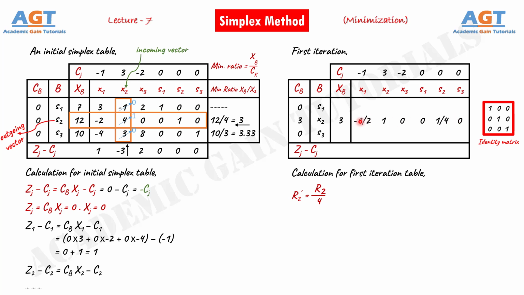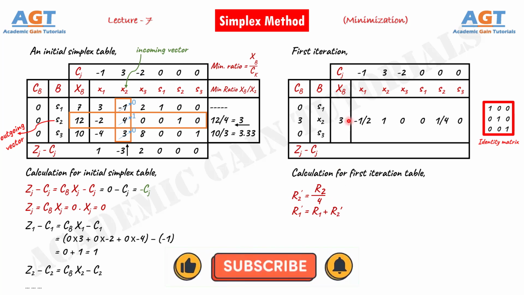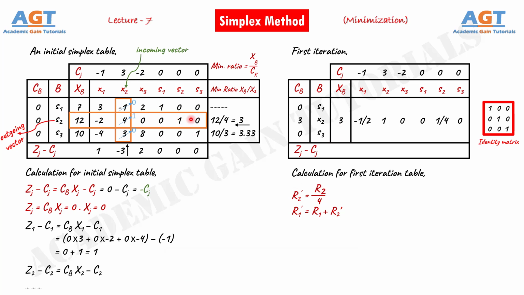So, in the new table, the second row is filled up. Now we will fill up the first row. To fill up the new R1- row, the operation will be R1- equals R1 plus R2-. To fill up the new row R1-, we will take help of the new R2- row. Here R2 is the second row of the previous table. We used R2 to make the new R2- row in this new table.